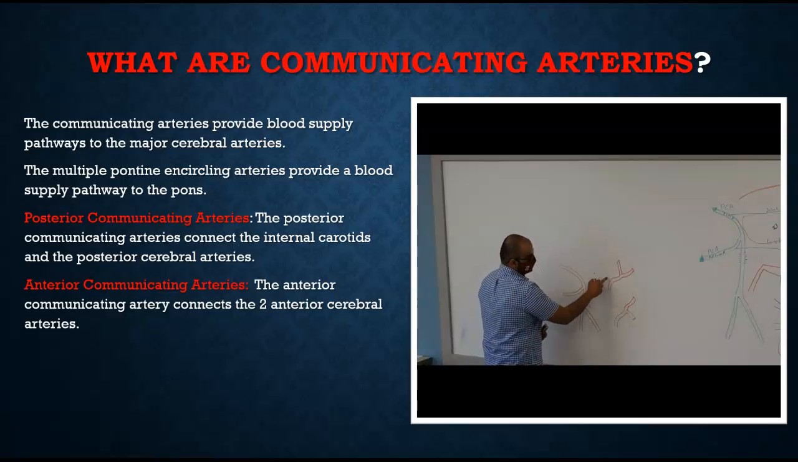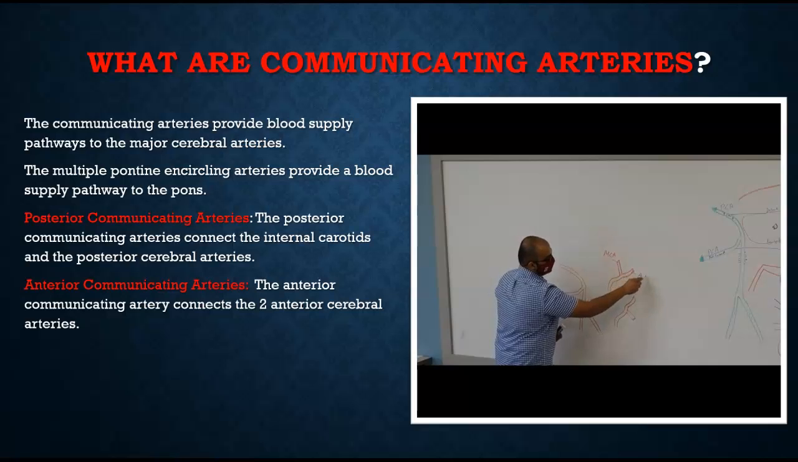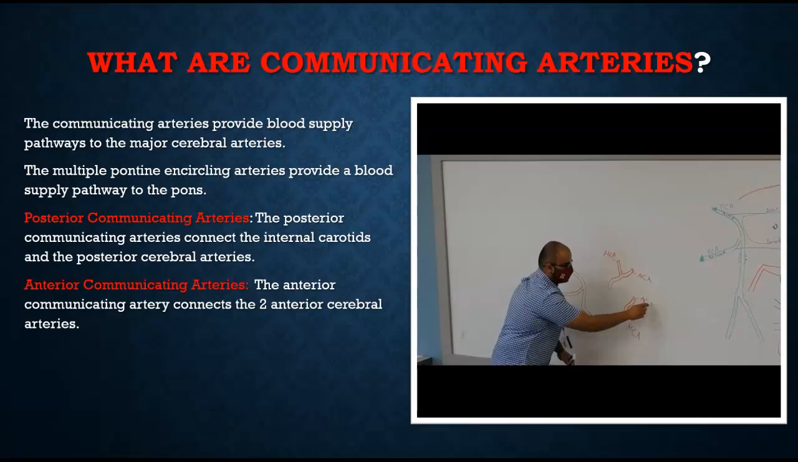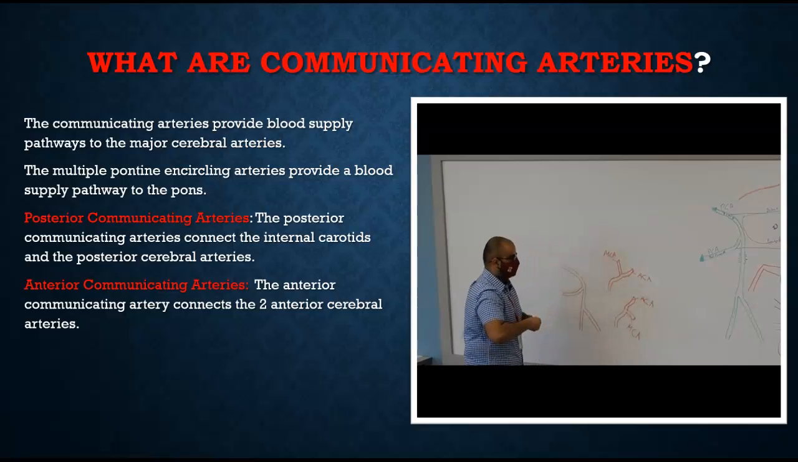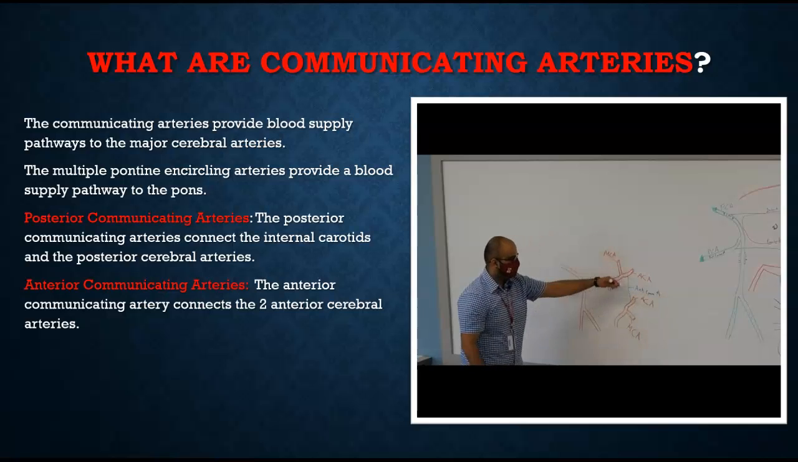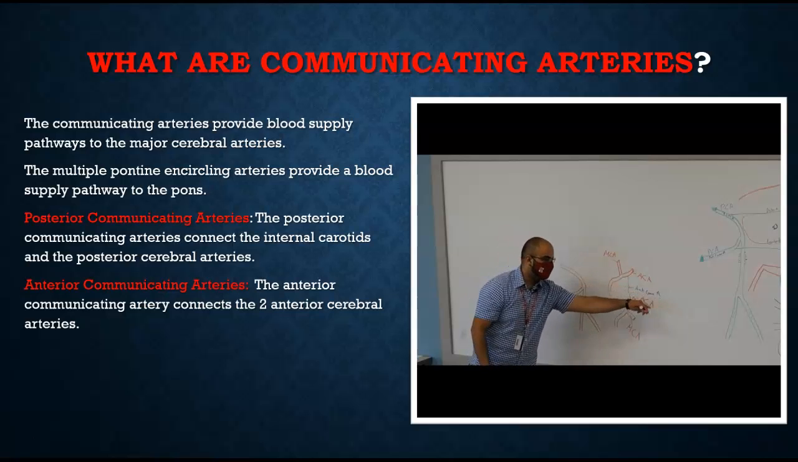The internal carotid artery divides into two terminal branches: the MCA goes laterally, and the anterior cerebral artery. Again, the lateral one is the MCA, middle cerebral artery, and then the ACA. The two anterior cerebral arteries, how are they communicating? They're communicating with the anterior communicating artery. Okay, these two systems are communicating with the anterior communicating artery.